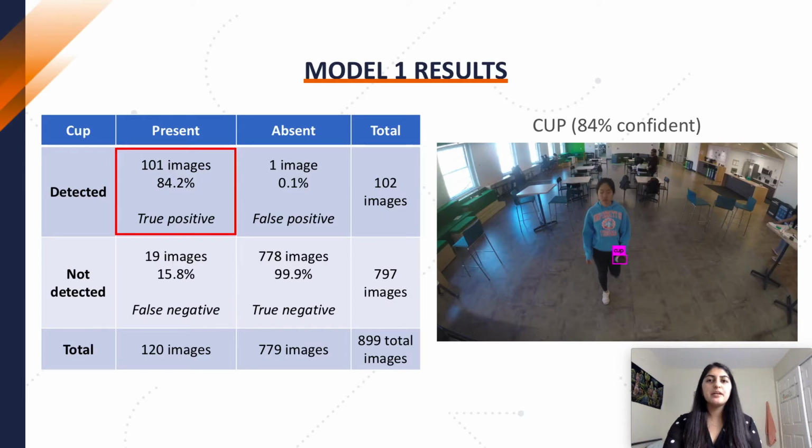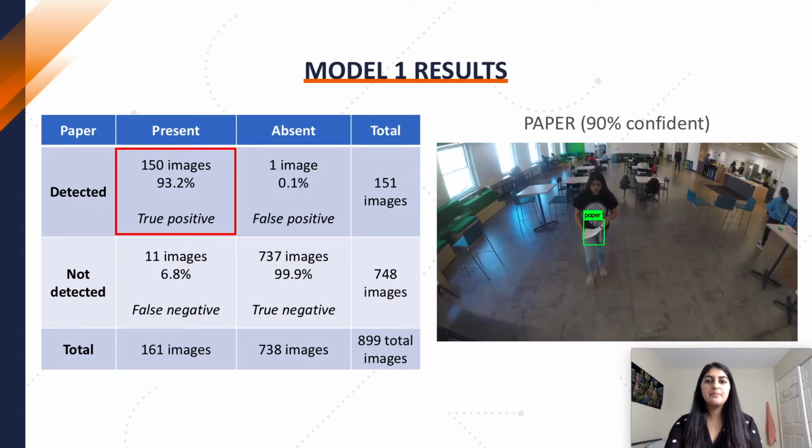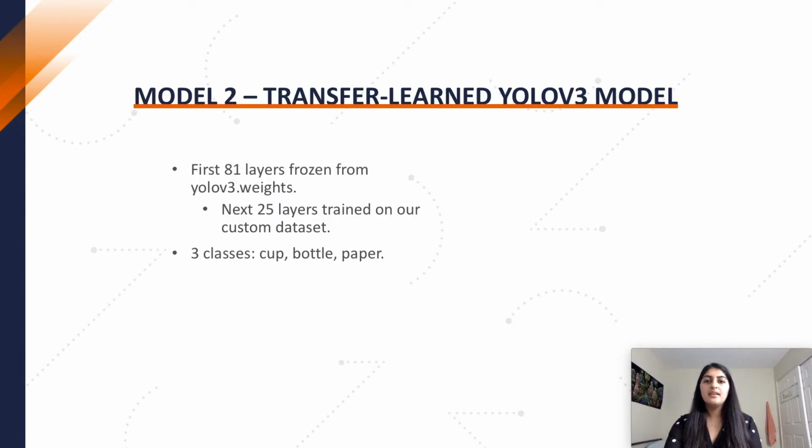I'll go through the results for the first model pretty fast, but you can already see that it's doing astronomically better than the baseline, with an 84% true positive rate for cups, and the cup being correctly detected in this image with high confidence. And again, the bottle has a 92% true positive rate with an almost perfect confidence in this image. And for paper, which interestingly performed the best, there was a 93% true positive rate. So to recap, the mAP for this model shot up to over 86%, which again encompasses the precision, recall, and IOU performance. Now we have a pretty good model, but we want to know if we can do even better.